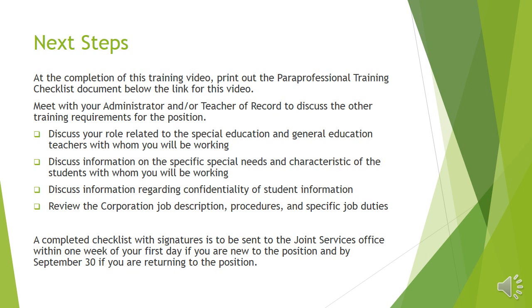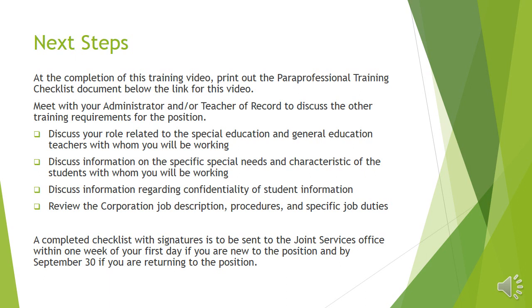Now that you've completed one component of the paraprofessional training requirements, you need to print out the paraprofessional training checklist document, which is located below the link for this video on the Joint Services website. You need to meet with your administrator and/or the teacher of record to discuss the other training requirements for this position. You need to discuss your role related to the special education and general education teachers with whom you'll be working. You need to determine what your role will be within those classrooms and the students in those programs.